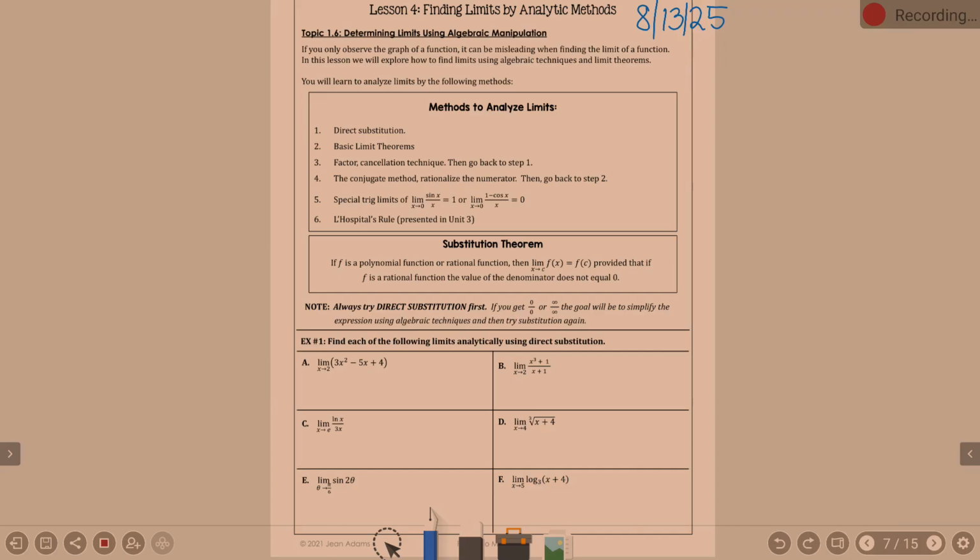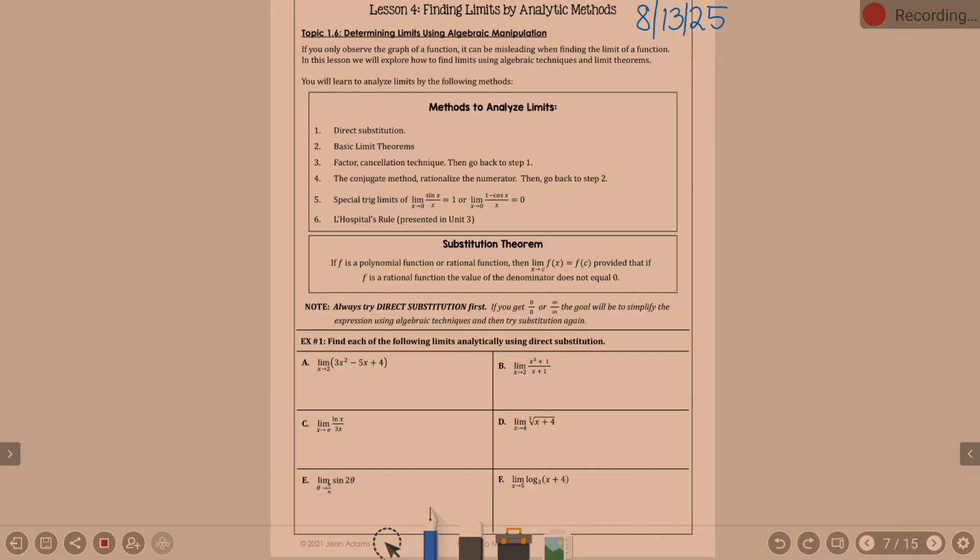If you only observe the graph of a function, it can be misleading when finding the limit of a function. In this lesson, we explore how to find limits using algebraic techniques and limit theorems. These types of questions would be on the non-graphing, no calculator portion of the AP exam, because you would be doing it without a graph. Okay? Some methods that we're going to talk about.